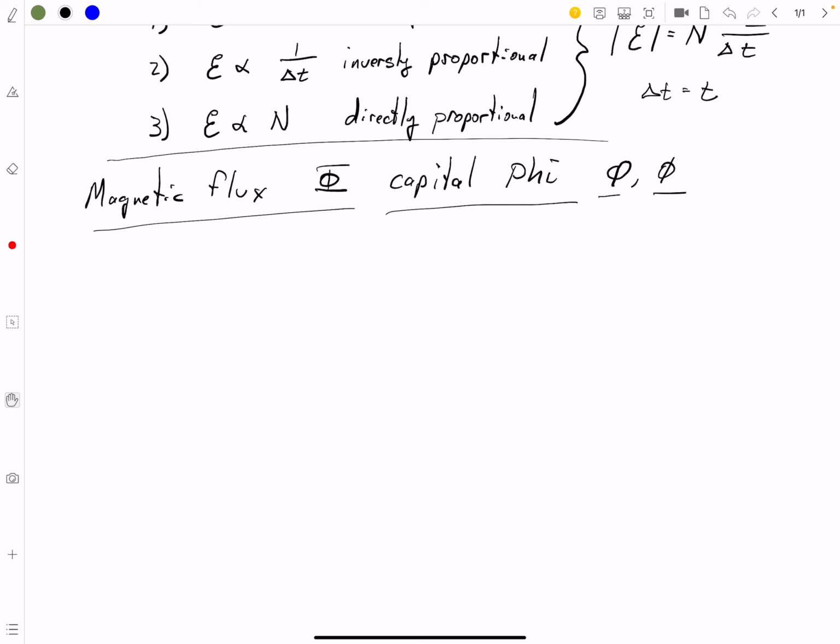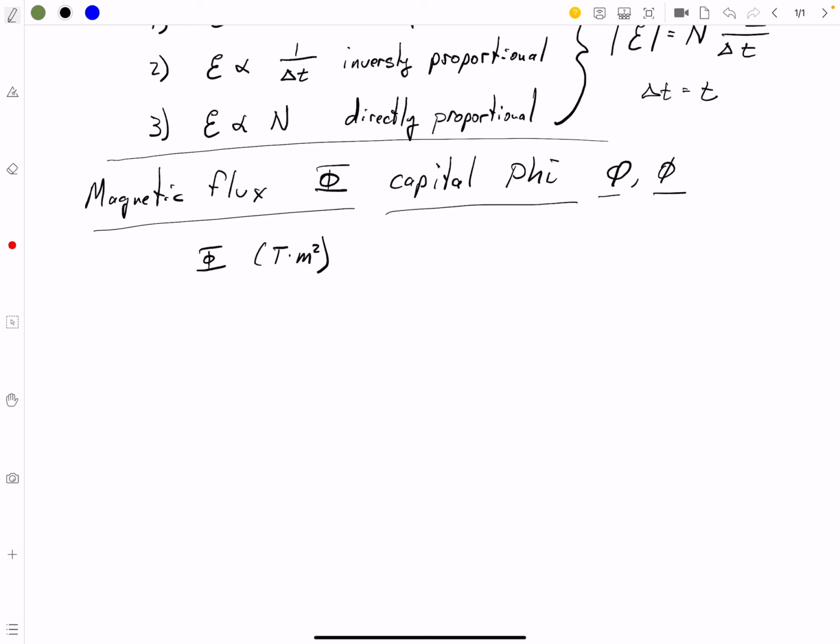So magnetic flux, the units are Teslas times meters squared. Okay.